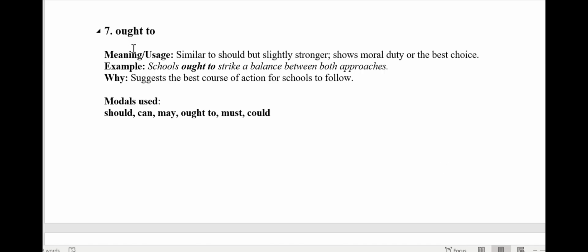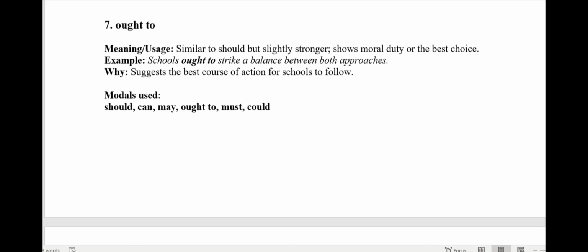Ought to. It is similar to should but slightly stronger. It shows moral duty or the best choice. For example, schools ought to strike a balance between both approaches. Don't forget the preposition to after the word ought. It suggests the best course of action for schools to follow. So what are the important modal verbs? It is should, can, may, ought to, must, and could. Very simple to use to write.